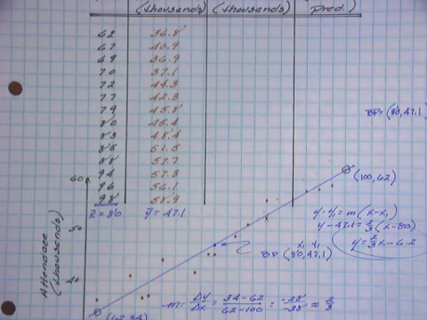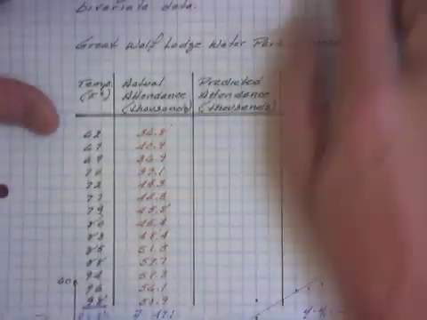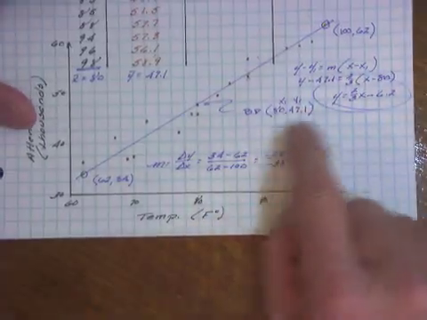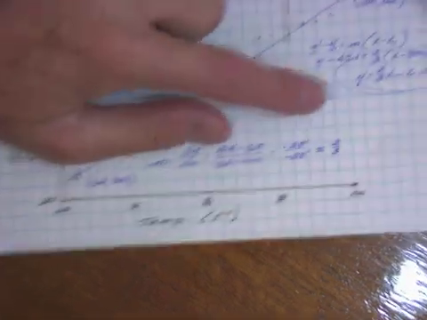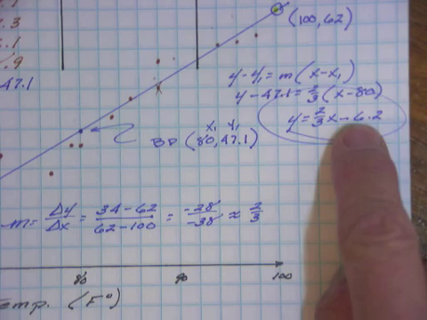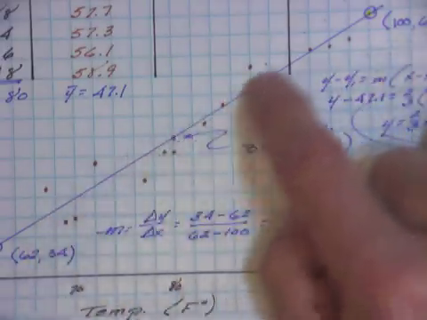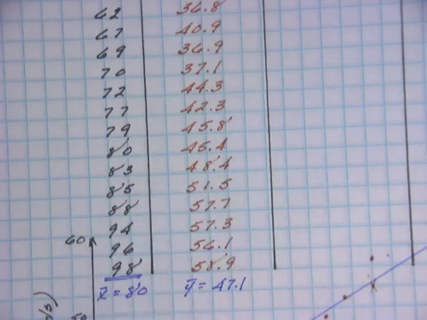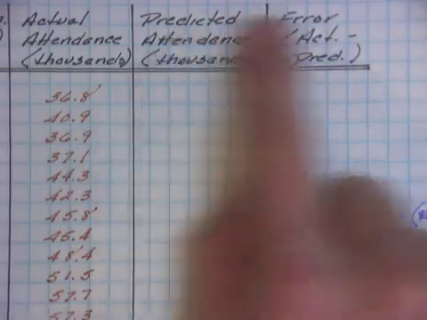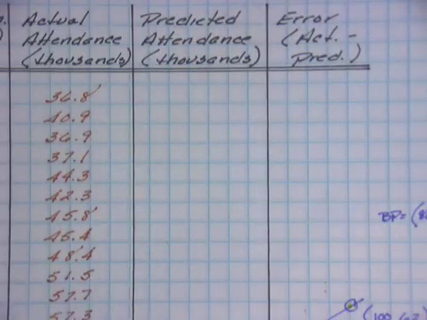Okay, we're back for the second video in this lesson. So it's the second video in 6.08. We just calculated the equation for our best fit line: y equals 2/3 x minus 6.2. It's the best fit line for this data from the Great Wolf Lodge Water Park. And what we're going to do here is talk about our predicted attendance and our error.